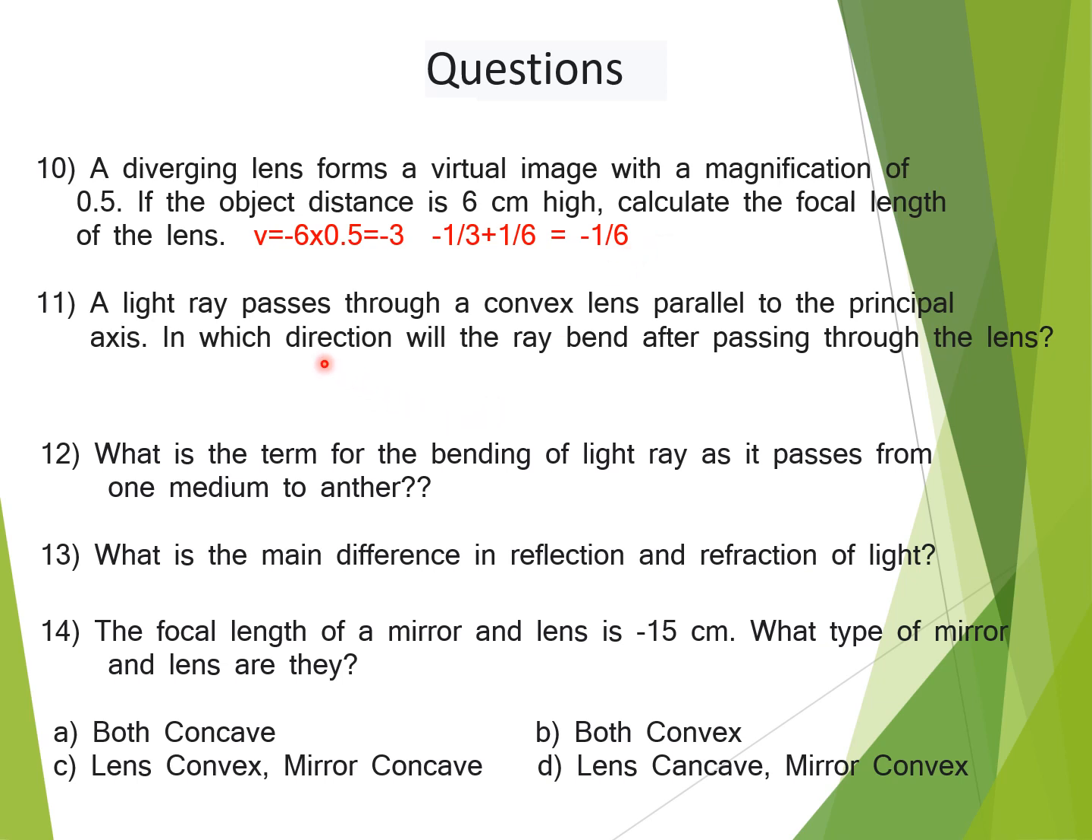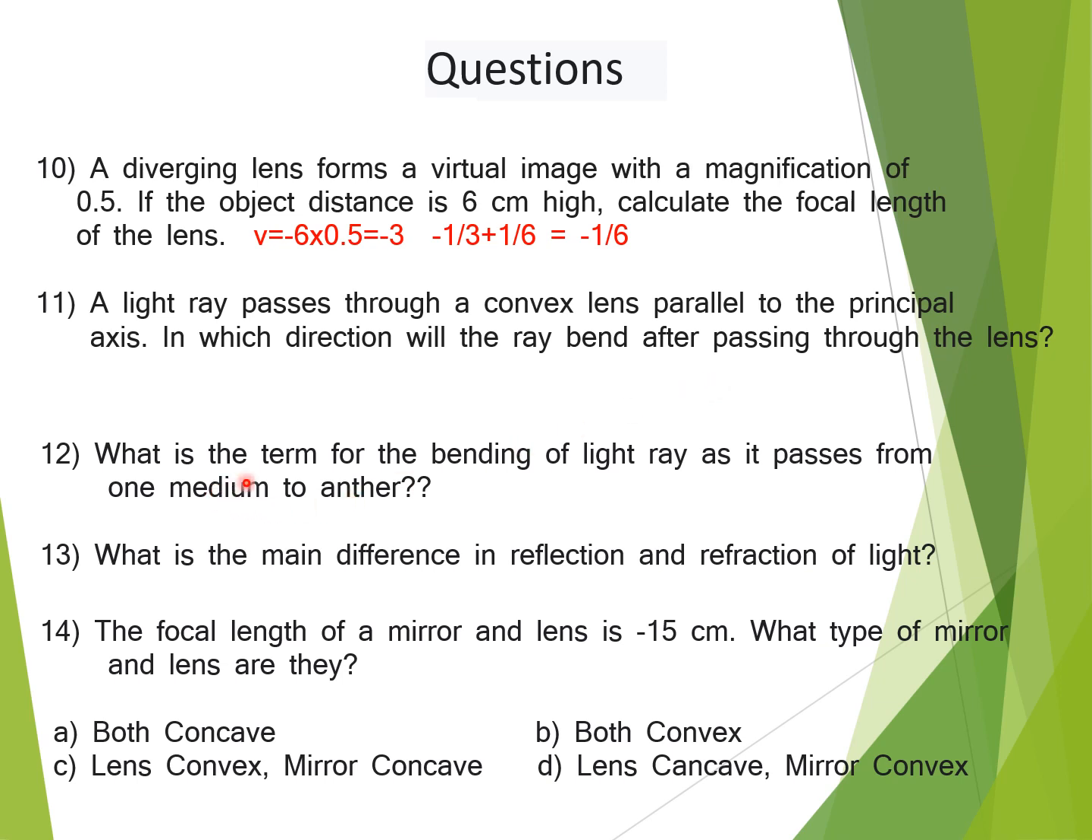Next question is, a light ray passes through a convex lens parallel to the principal axis. In which direction will the ray bend after passing through the lens? We know it very well. When a light ray is parallel to the principal axis, then it bends toward the focal point in a convex lens. So in this case, the light ray shall be bending towards the principal axis.